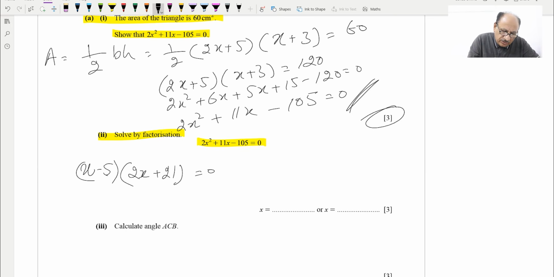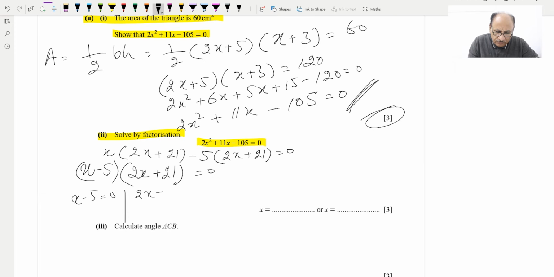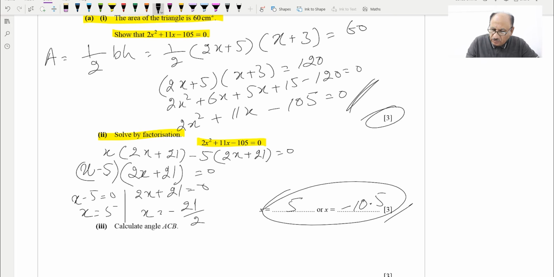So in the intermediate step, we can write x into 2x plus 21 and minus 5 into 2x plus 21 equal to 0, and now we can write x minus 5 is equal to 0, or 2x plus 21 equal to 0. So x is equal to 5 and x is equal to minus 21 over 2, and our answer will be 5 and minus 21 over 2, or we can write minus 10.5. These will be our x values for 3 marks.